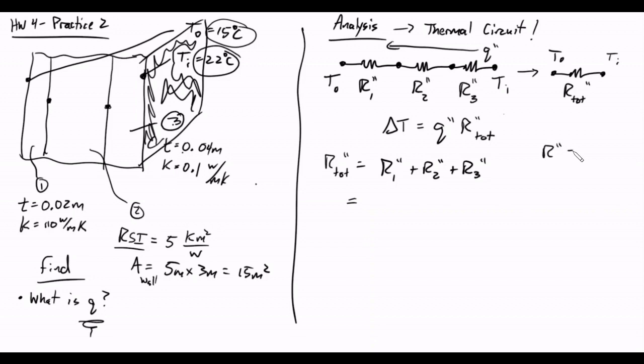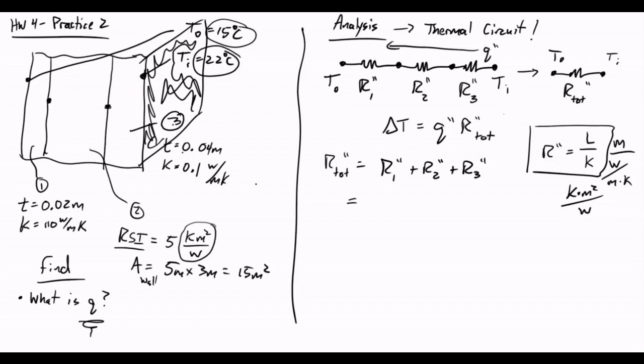R double prime is equal to the length or thickness of the wall divided by the thermal conductivity of the wall. This has units of meters per watts per meter Kelvin, which when you rearrange gives Kelvin meters squared per watt. Doesn't that look familiar? That's what an RSI value unit is. So these have the same units as this single value, so we could add them together.